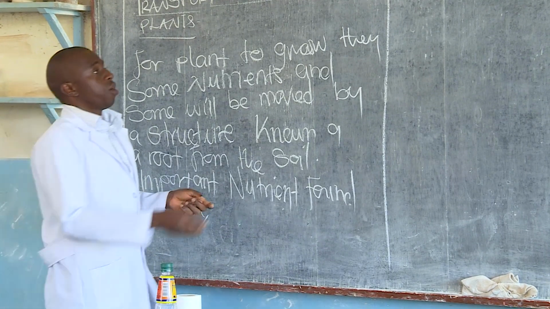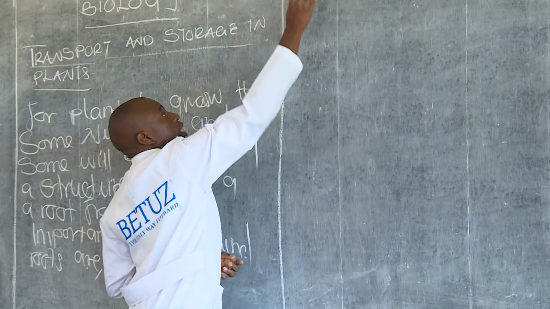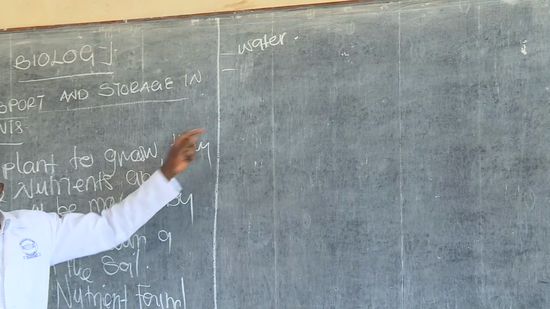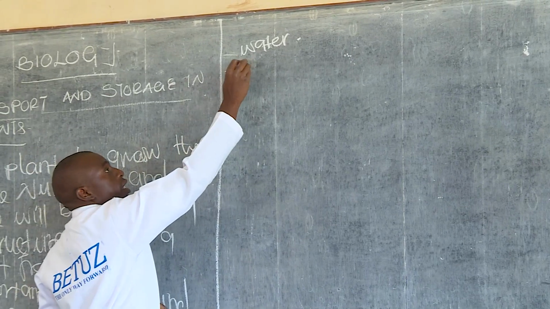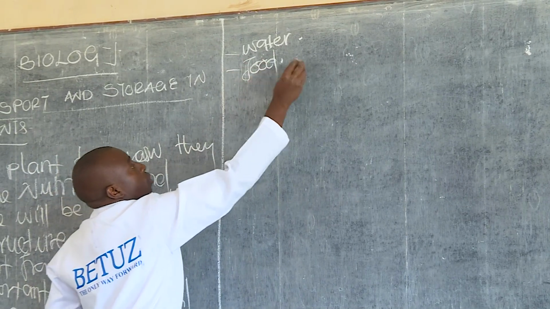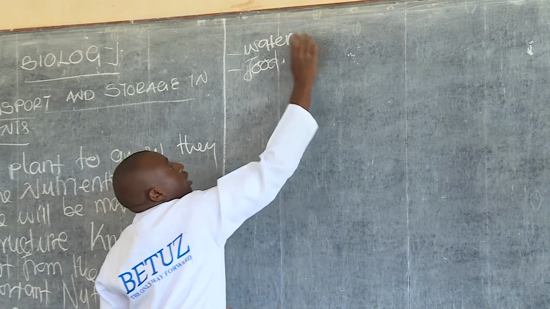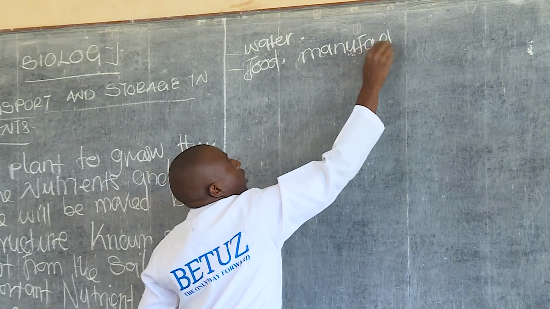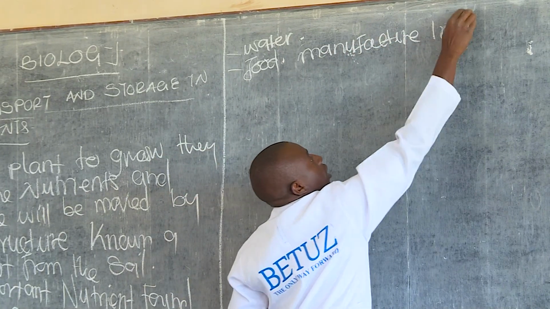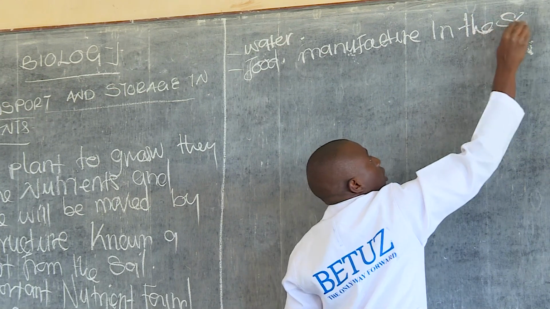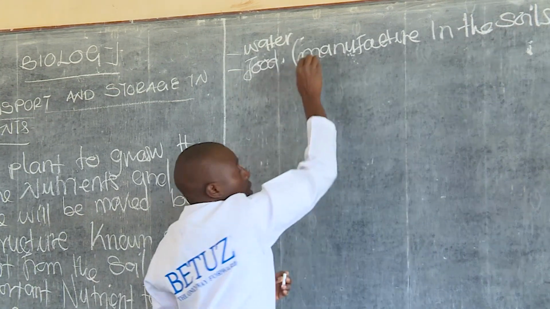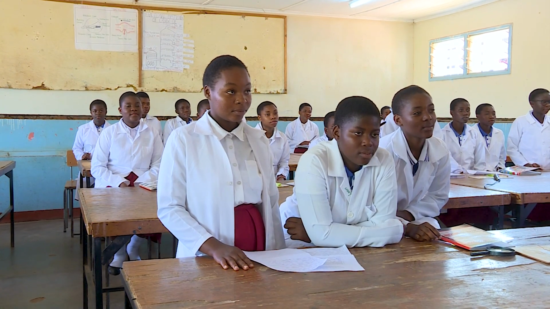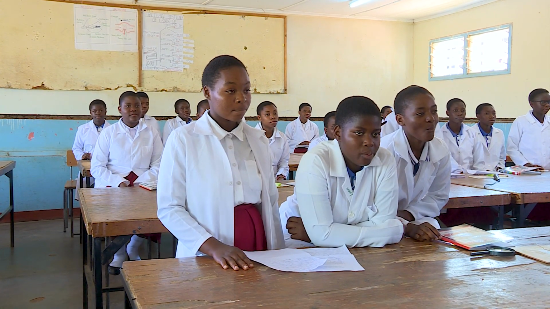One, water is one of the most important nutrients supposed to be carried by the root, and then apart from this, we also expect the root to carry food. Of course, this one is the one which has been manufactured in the soils. So water and mineral salts are obtained from the soils by the root system.